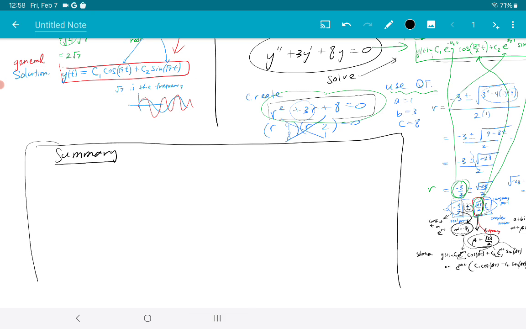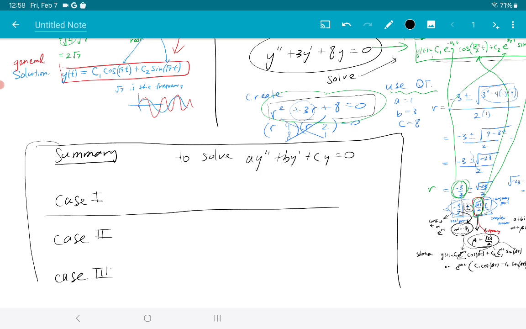So here's a summary. In all cases, you're solving the differential equation ay double prime plus by prime plus cy equals 0. Okay, so let's talk about case 1. There's going to be three cases. Case 1, case 2, and case 3.